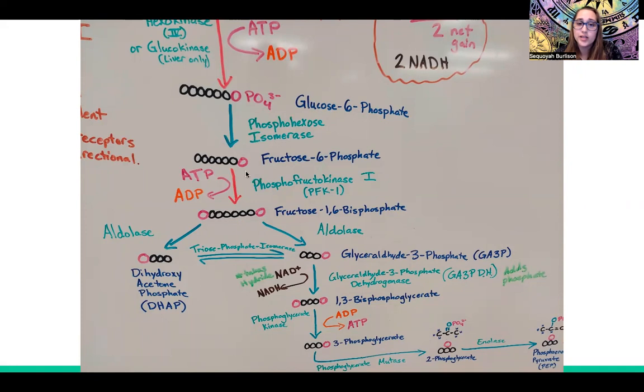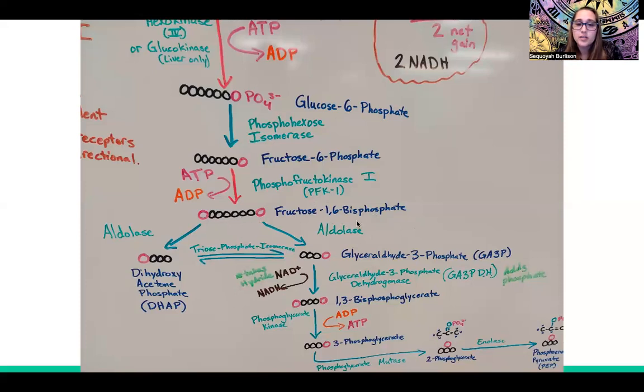Now, our second irreversible reaction is from fructose 6-phosphate into fructose 1,6-bisphosphate with the help of phosphofructokinase 1, PFK1, and the phosphate from another ATP tagging the first carbon on the chain with another phosphate group. Bisphosphate because the phosphates are not located next to each other. They have at least one carbon in between, in this case 4.